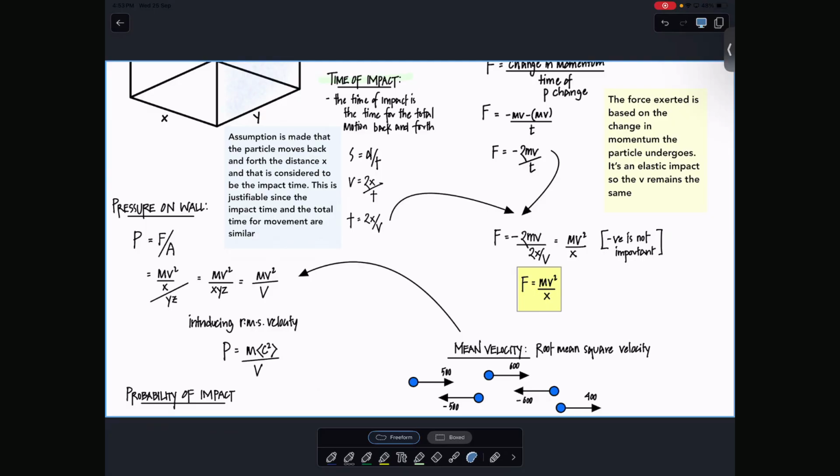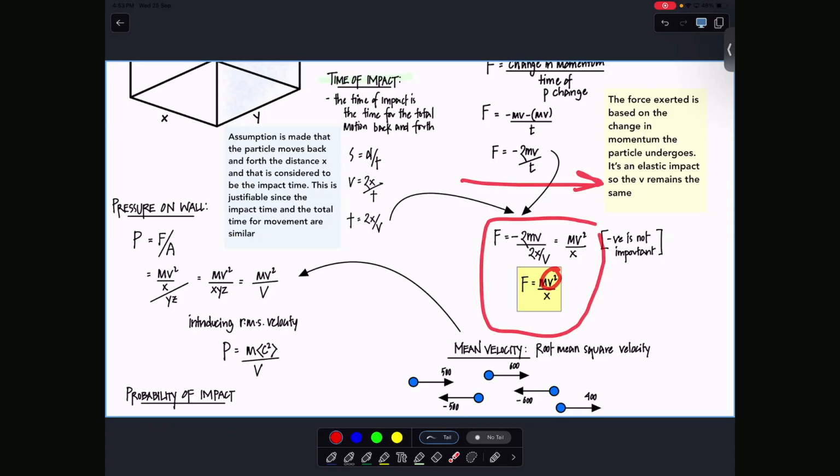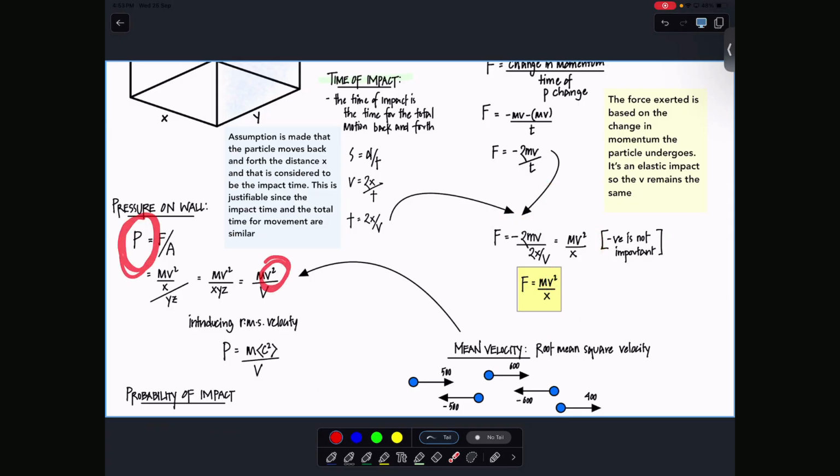Can the RMS velocity be used in the force equation? Yeah, you could have started with the force part there, but the problem is that the force equation is based on one single particle, right? So this V is for one particle. Eventually, when you want to find total pressure, you need to find the average. So that's why this is a better place to introduce the RMS.